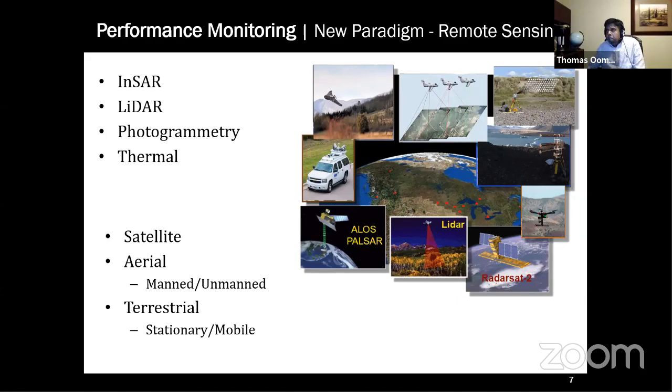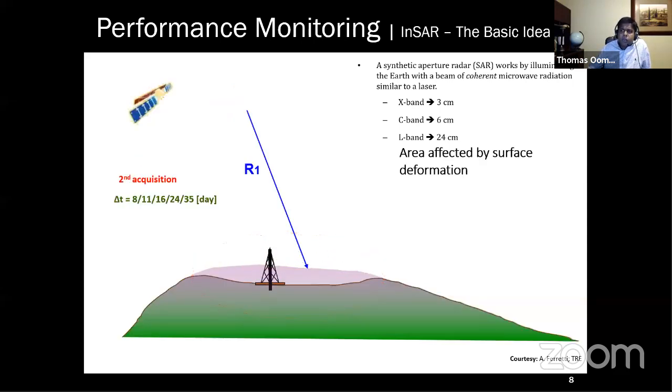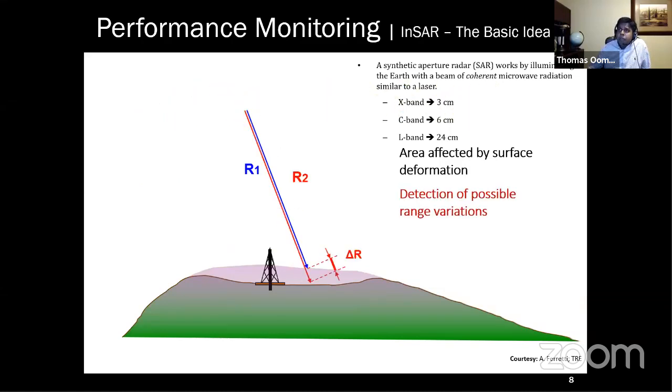Now, before I get into a lot of that, I want to give you some basics of InSAR because I will be spending a lot of my time today discussing InSAR or case studies on InSAR. So for those of you who are not familiar with InSAR, I want to give you a little overview here. So InSAR is, as I said, interferometric synthetic aperture radar. A synthetic aperture radar works by illuminating the Earth with a beam of coherent microwave radiation similar to a laser. So instead of a laser, we use a microwave radiation in the case of InSAR. And the wavelength of the InSAR bands can vary.